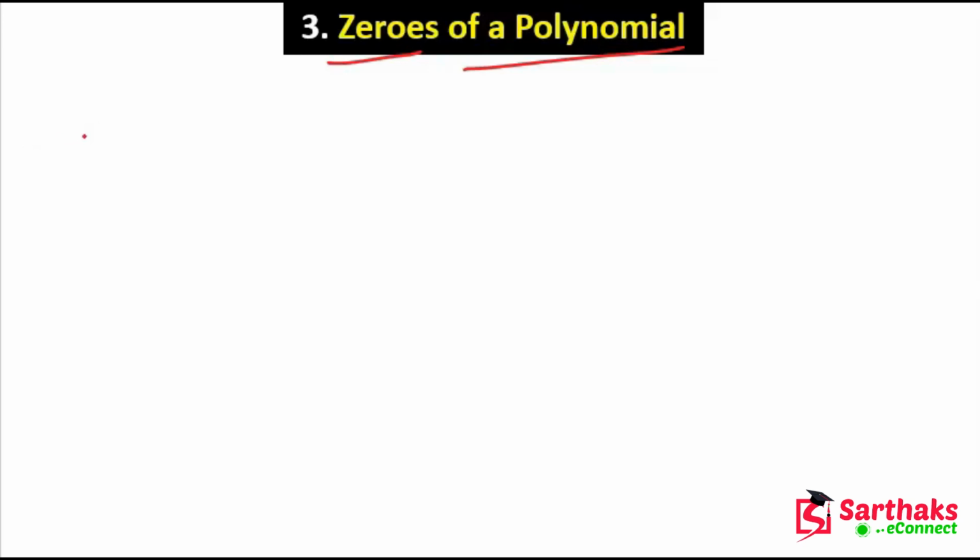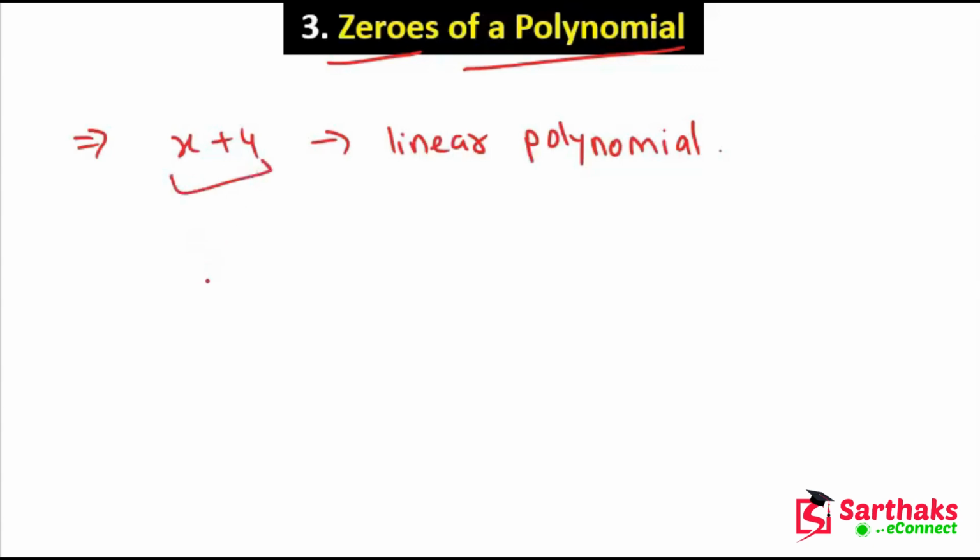Let's suppose we have an example like x plus 4. This is a linear polynomial. Now, what is zeros of a polynomial? If we put a value of x so that this polynomial becomes 0, then that value is the zero of the polynomial. Sometimes they are also referred to as the roots of the polynomial.